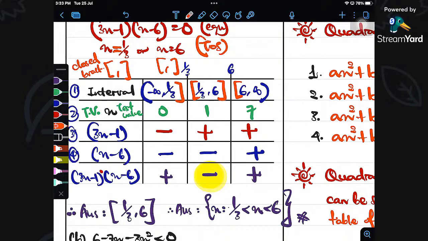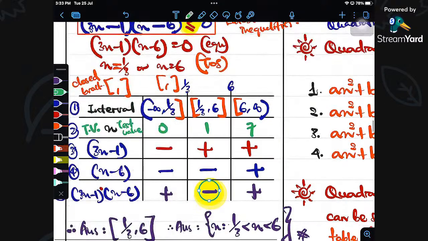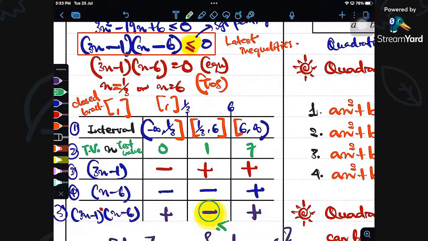Teknik TOS. So saya nak menerangkan bahawa ini adalah negatif. Kenapa dia negatif? Kenapa saya pentingkan negatif? It is just because of this symbol. Okay, this symbol shows us that we need to pick these answers.